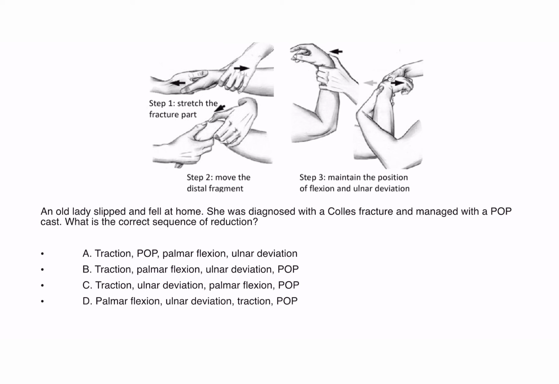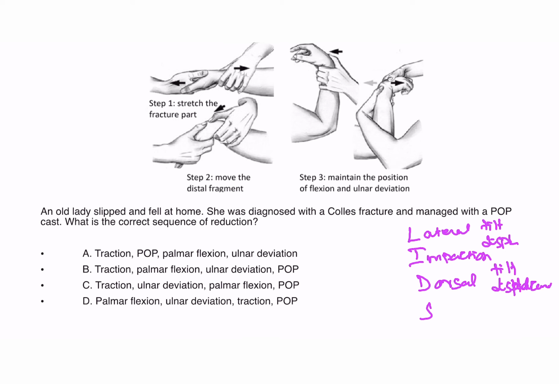And you know, the mnemonic for the deformity is LIDS, right? L for lateral tilt and displacement, I for impaction, D for dorsal tilt and displacement, and S for supination.